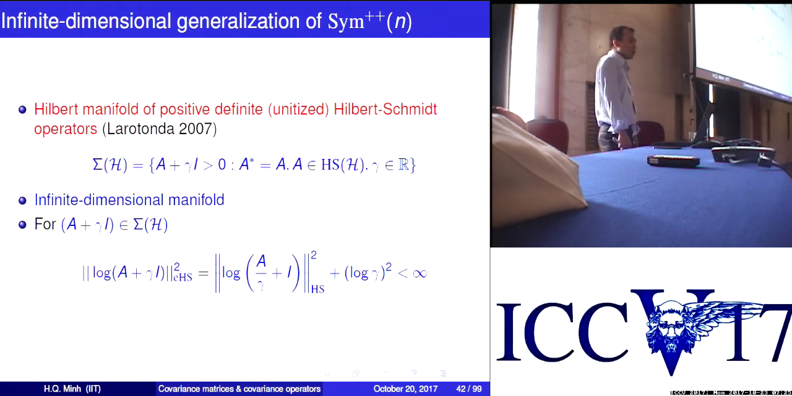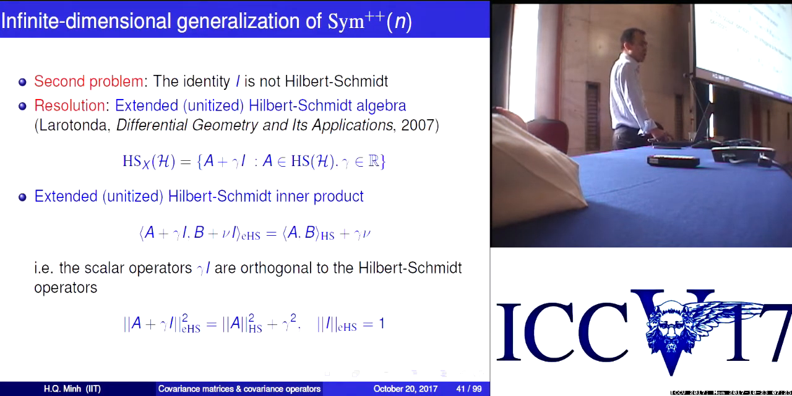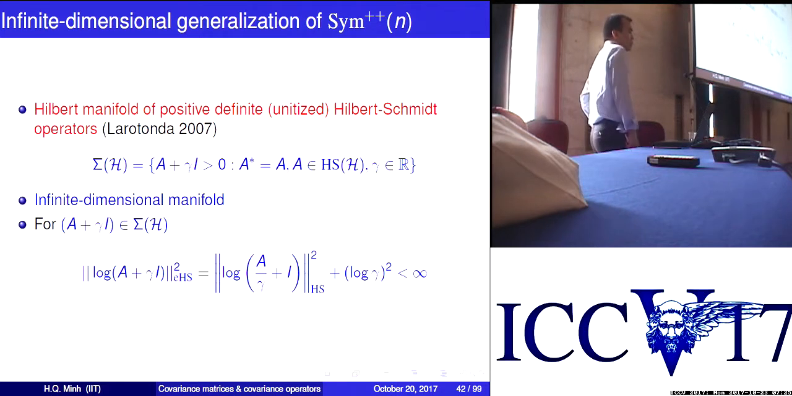Now, if we restrict ourselves to a subset of these operators of this form, instead of A plus gamma I, we consider the positive definite operators, A plus gamma I greater than 0, where A is self-adjoint. This is what we call the Hilbert-Schmidt manifold, the positive definite Hilbert-Schmidt operators, and it's an infinite dimensional manifold. For any operator A plus gamma I in this manifold, the norm of log of A plus gamma I has two components. The first is a Hilbert-Schmidt component, and the second is log of gamma squared. This is always less than infinity, so this is always well-defined.